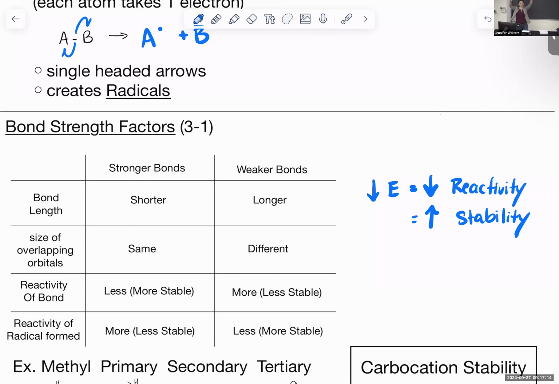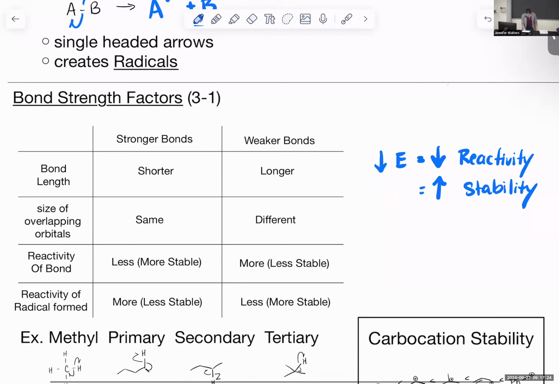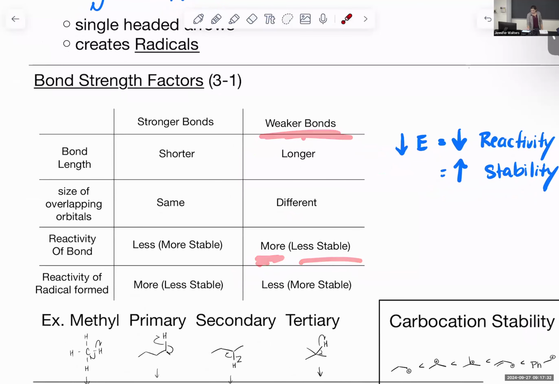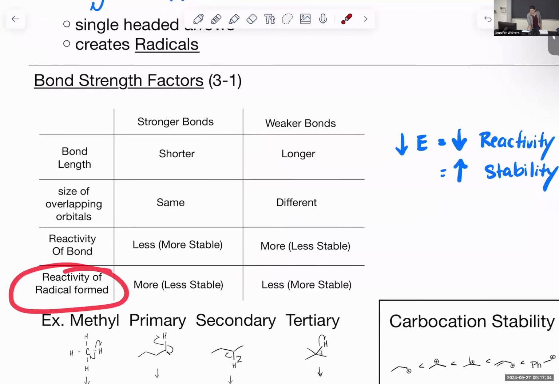Because as you increase the reactivity, you're higher energy, you're more likely to react. When you are lower energy, that means you are more stable, less likely to react. And that's what we're seeing, is that the weaker bonds are going to be the ones that are more likely to react, more reactive, less stable. What that also means is that they're going to lead to, and this is just saying radicals, but it applies to our intermediates.